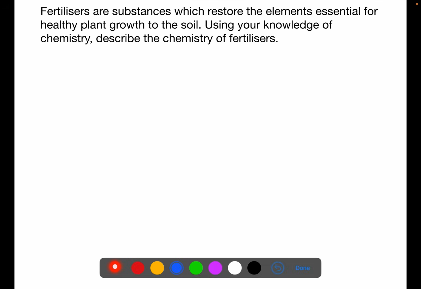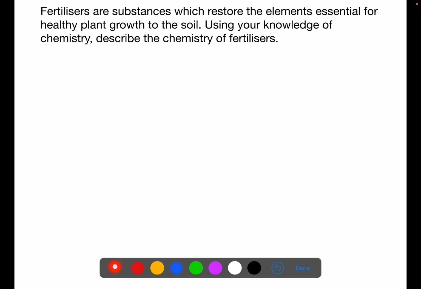So let's have a look at an example here. Fertilizers are substances which restore the elements essential for healthy plant growth to the soil. Using your knowledge of chemistry, describe the chemistry of fertilizers. So this is a Unit 3 question in the topic of fertilizers. So this one, it really is quite open, so just using your knowledge of chemistry, describe the chemistry of fertilizers.